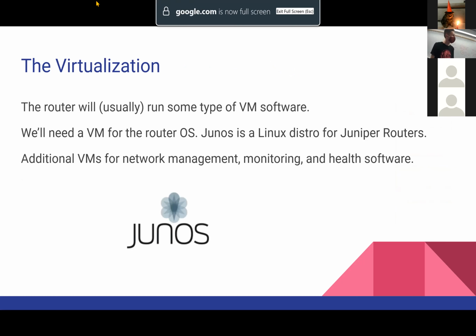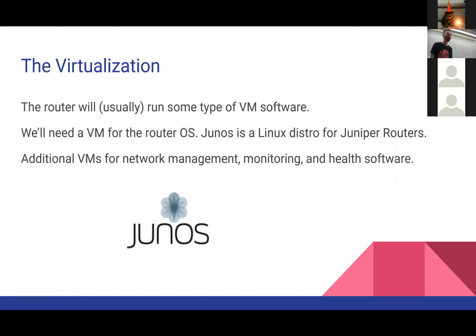Routers will run some type of VM software. Usually you don't have to have VM software, but without it you can only run one piece of software. In this case that's usually Junos, because these are Juniper routers. That's what they run. Cisco routers will have their own operating system.